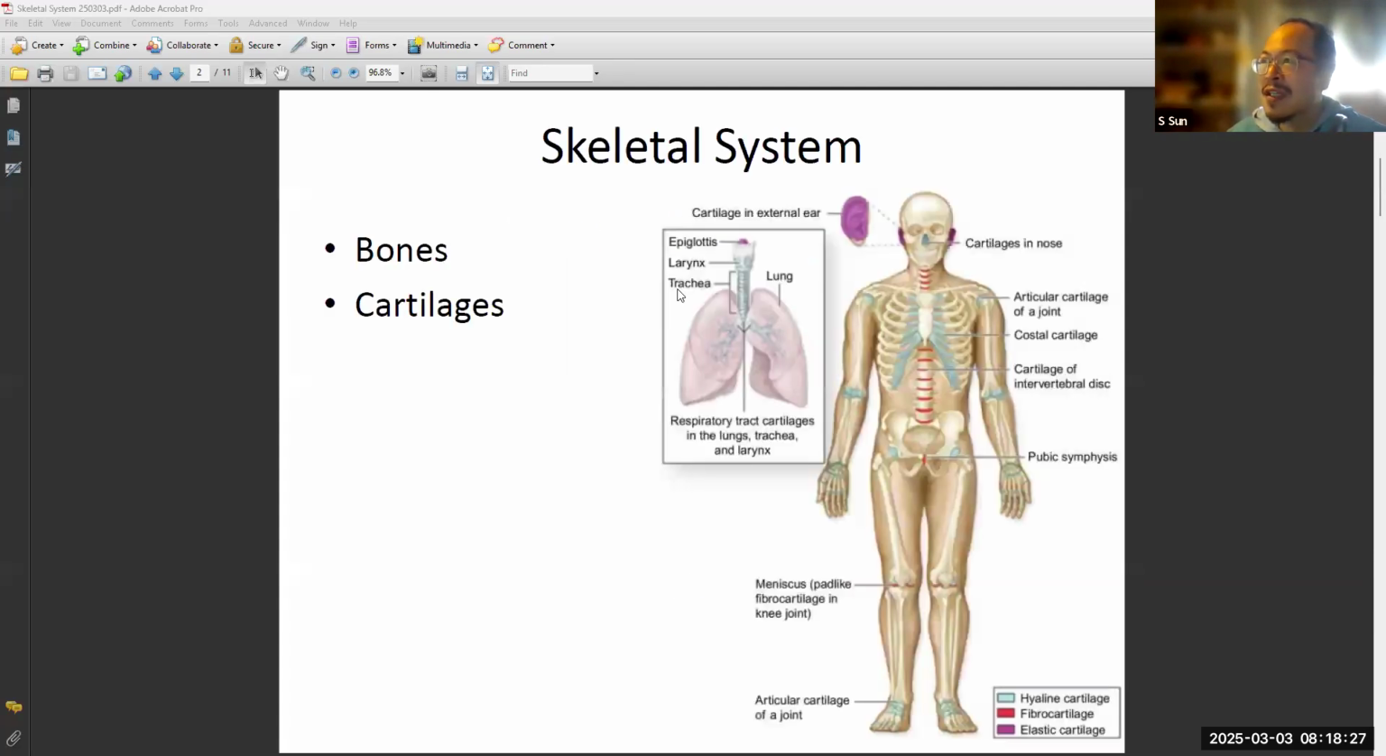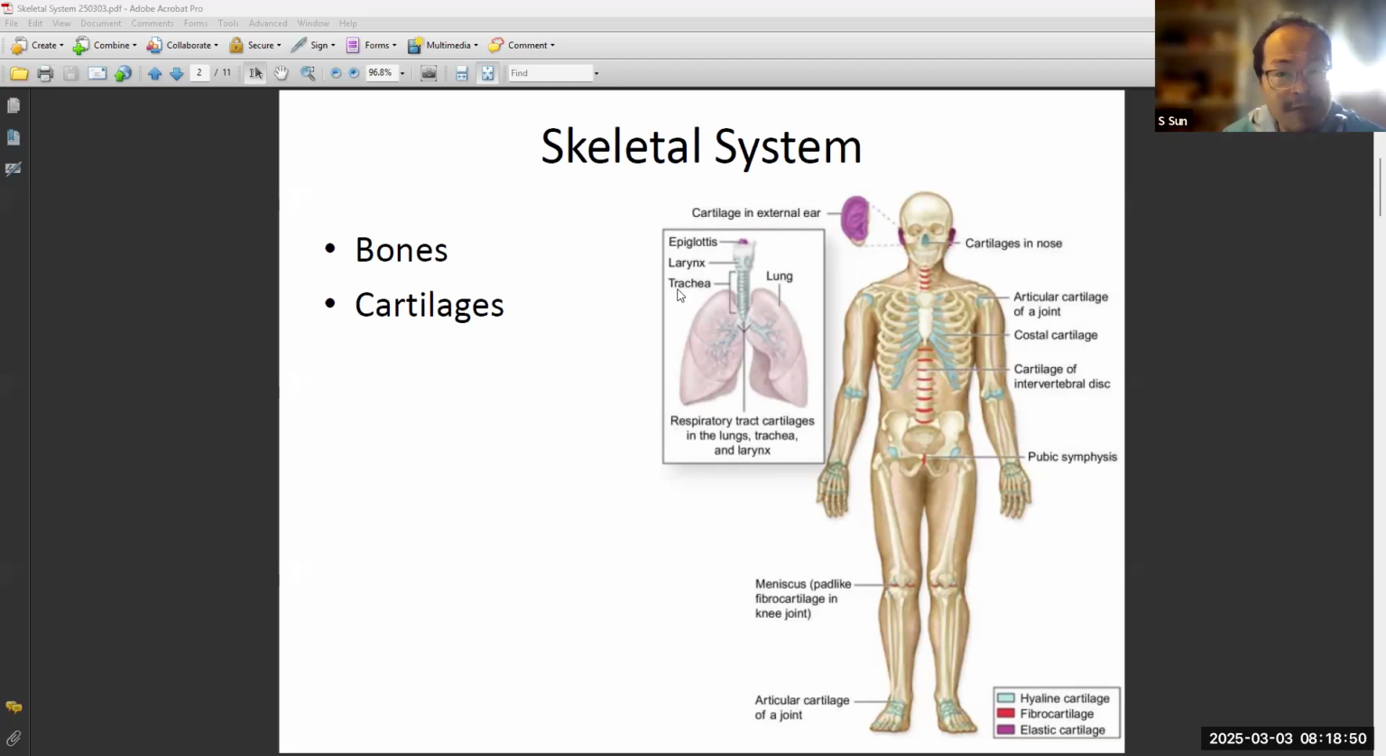So the members include two large groups. They are bones and cartilage. And we talked about these two already in our earlier lecture, talking about the human tissues. Bones and cartilage are part of the connective tissues.